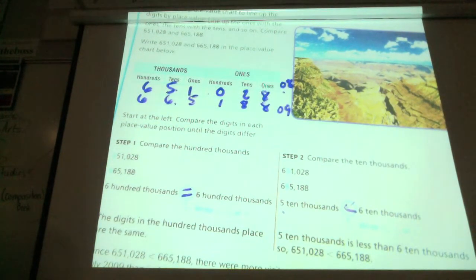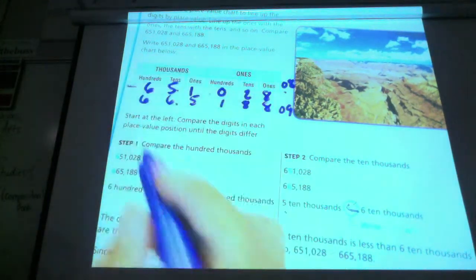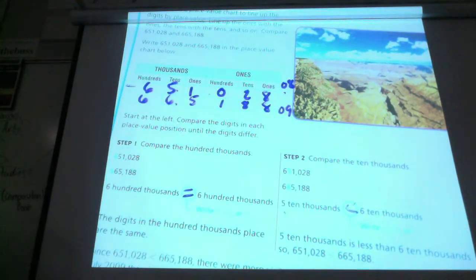So the 5 10,000s is less than 6 10,000s. So this first number that has the 5 is less than this one. Which one was the greater number then? Who would like to tell me, read it out loud? Which one was the greater number?